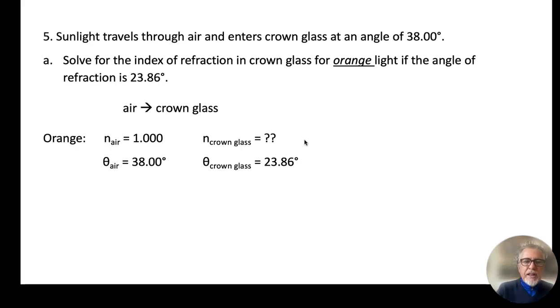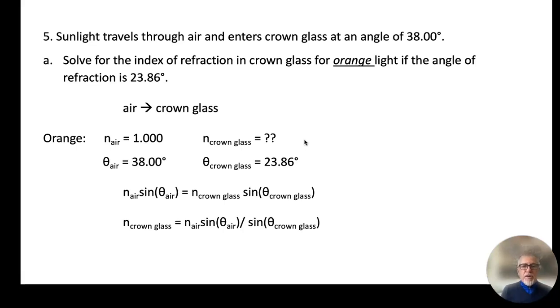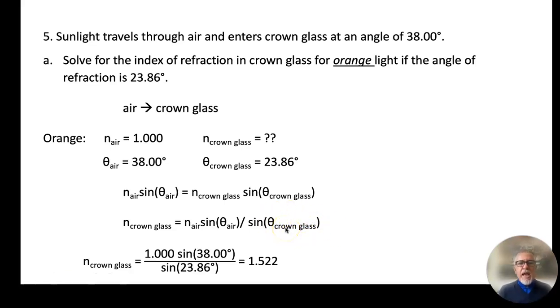Now, what equation are you going to use to calculate the n of crown glass? Well, hopefully you said Snell's law and you wrote it down and it looked like this. And now what you're going to do is you are going to do the algebra and get n of crown glass by itself, right? That's an important next step. So here's n of crown glass by itself. N of crown glass equals n of air times sine theta air divided by the sine theta of crown glass. And now you will do the substitution, okay? And there's your answer. When you put all the numbers in, you get 1.522.